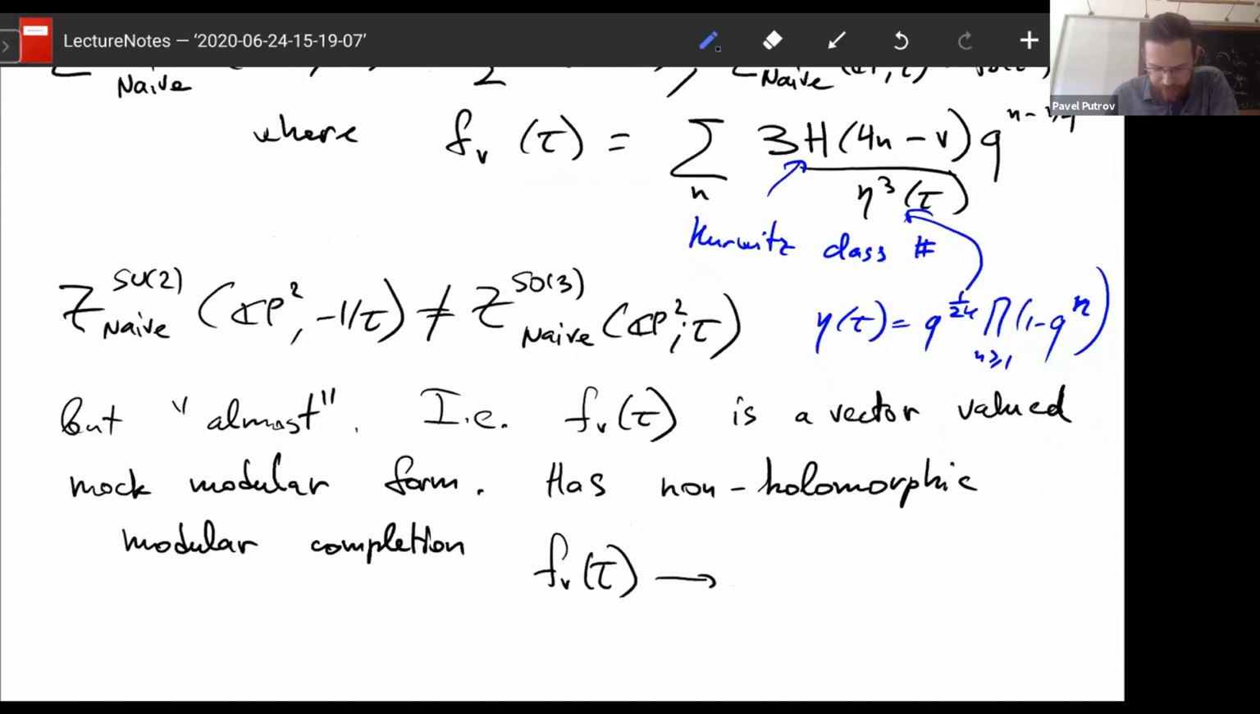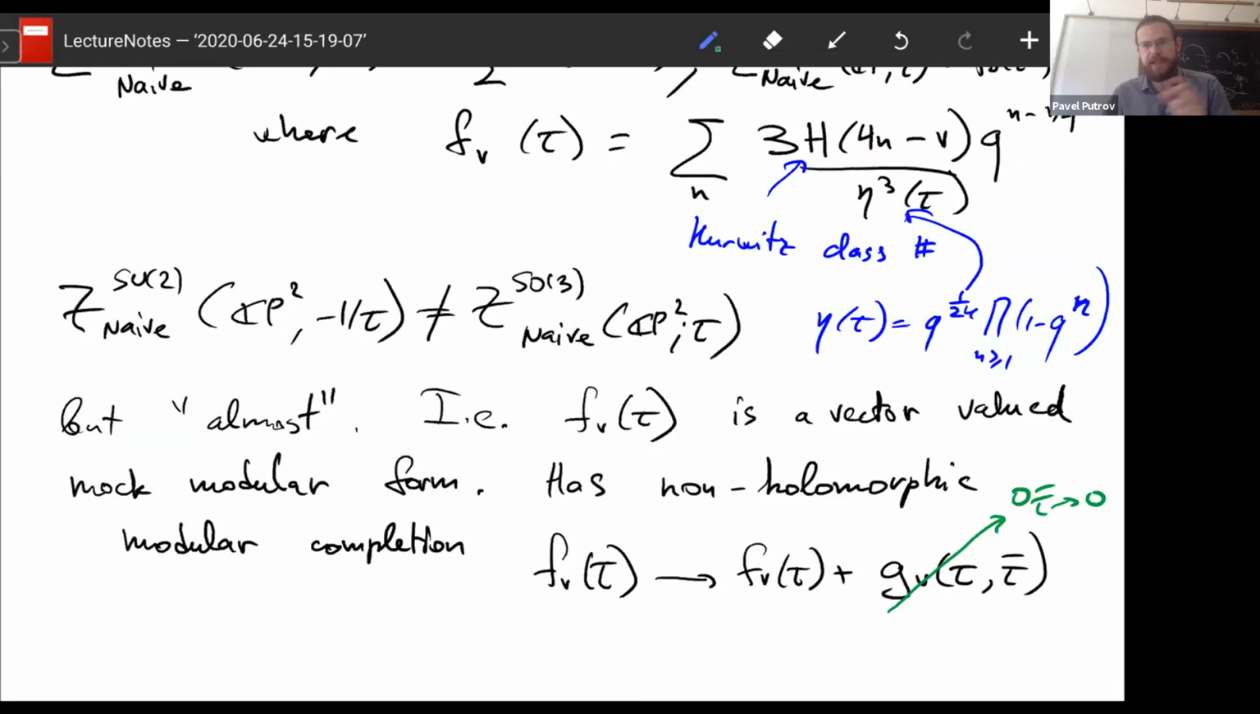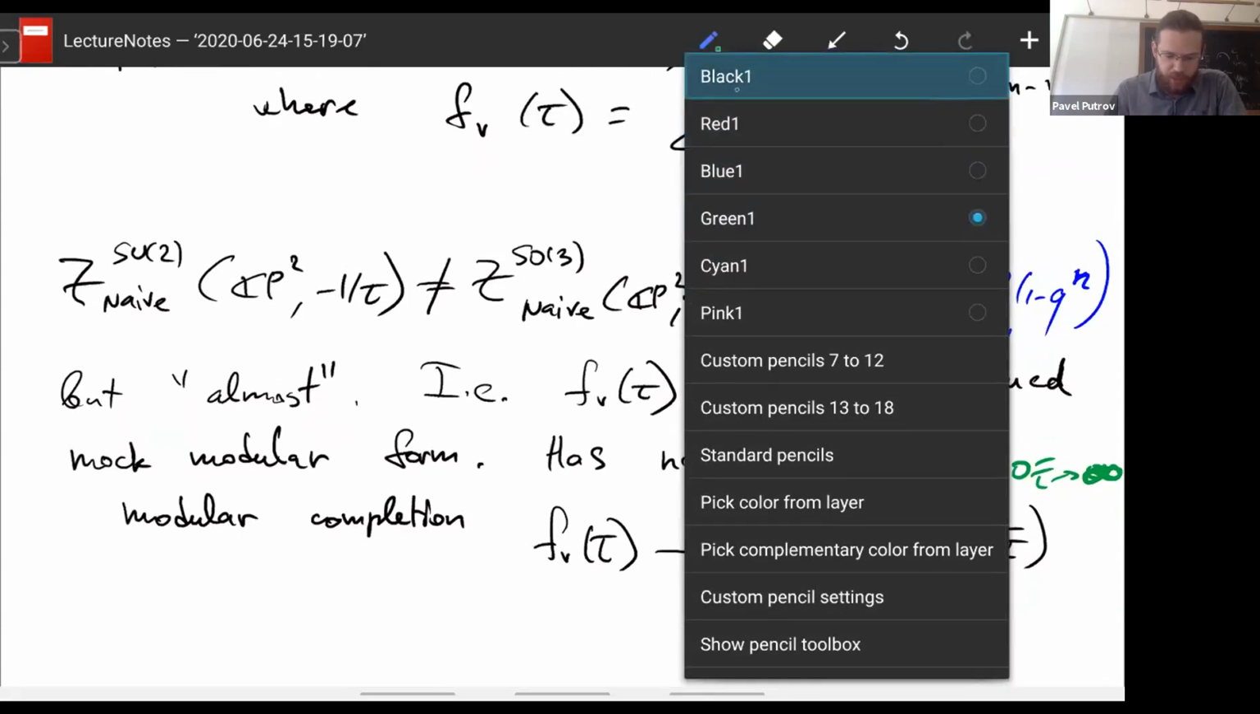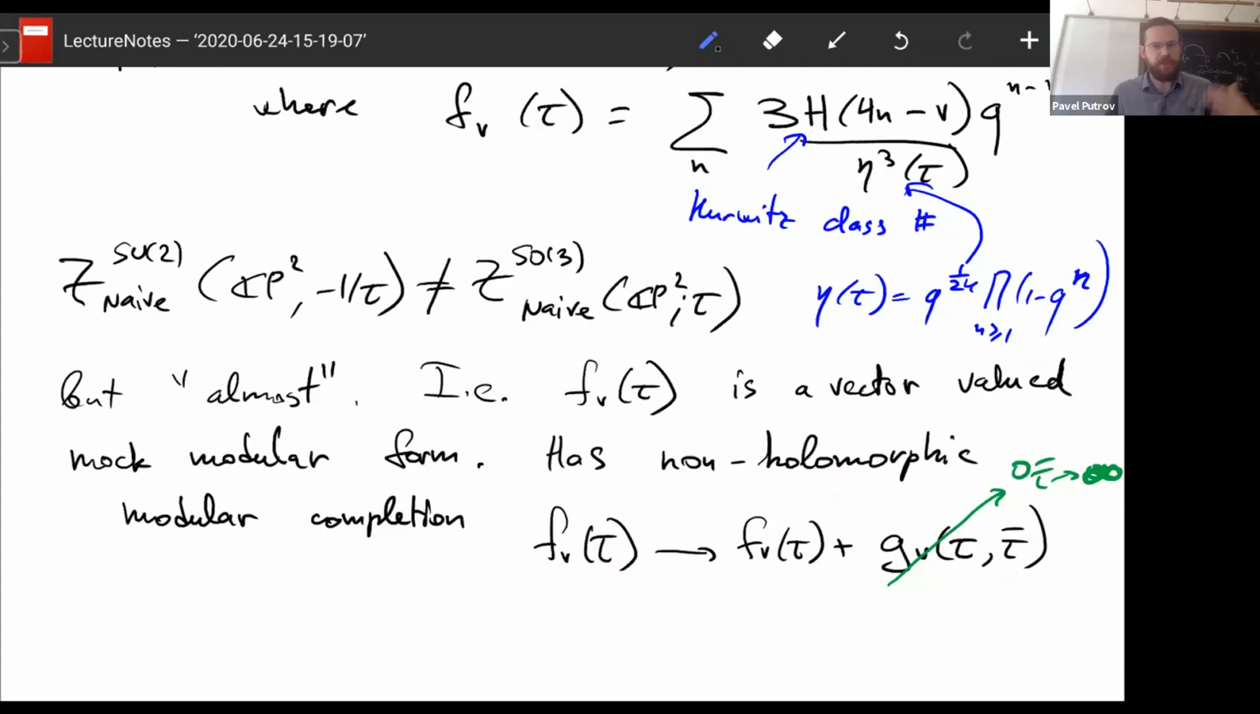So when you replace FV of tau by FV of tau plus a sort of correction, GV, which will depend explicitly, as an analytic function, on both tau and tau bar, this addition makes it modular. It's such that if you take tau bar, with fixed tau, to infinity, this goes to 0. In principle, there's a more systematic way to consider these modular forms by using the theory of shadows and so on, but this is not the goal of my talk actually.